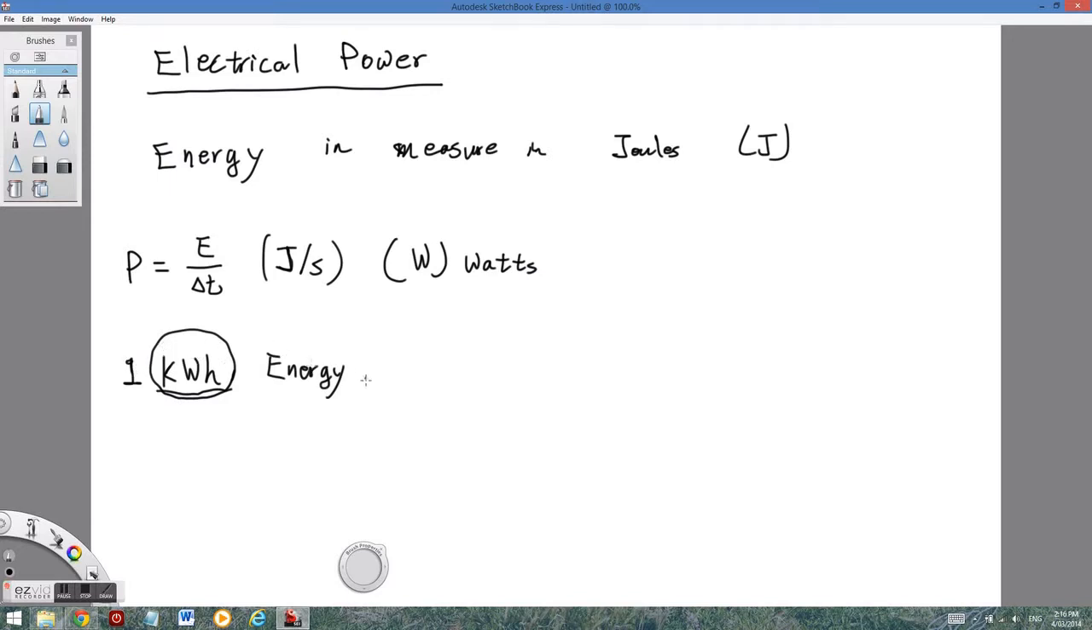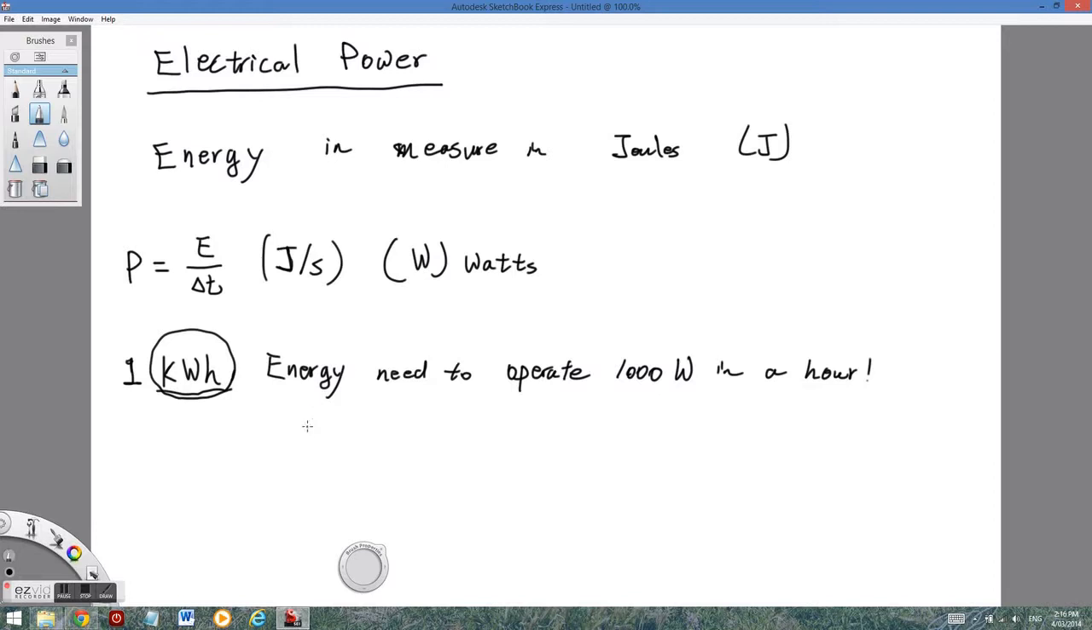It's the energy when I'm operating some component at 1,000 watts in an hour. Let me put it down. Energy needed to operate 1,000 watts in an hour. Basically we can calculate it into joules. It's a measurement of energy.